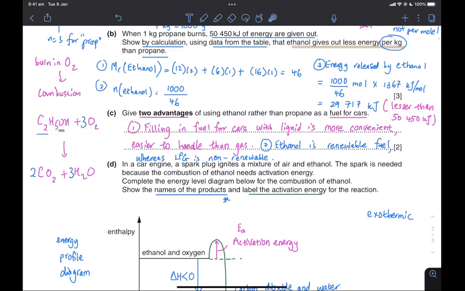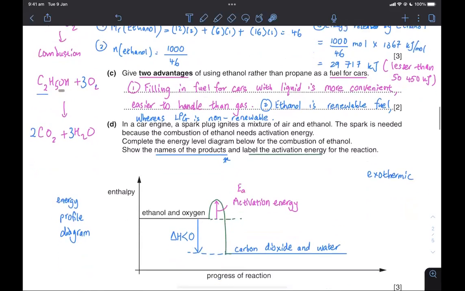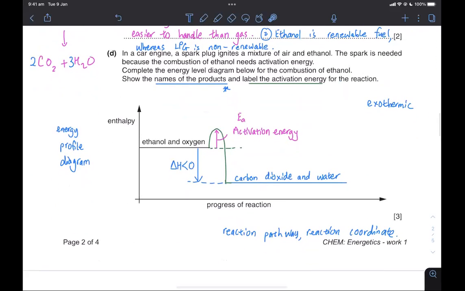Okay. So people who say that it doesn't release greenhouse gas is definitely wrong, because this is CO2. It's the same thing you get when you burn petroleum. In terms of a diagram like this, an energy profile diagram, typically I will write the chemical formula, but here the question specifically says, show the names, plural. It's called reading plural and plural. If you write one product, you don't write the other one, you don't get the full mark.